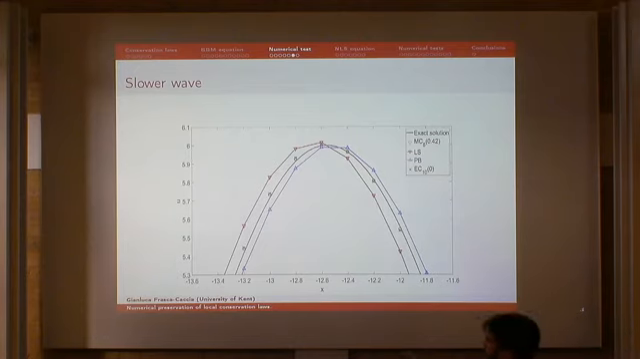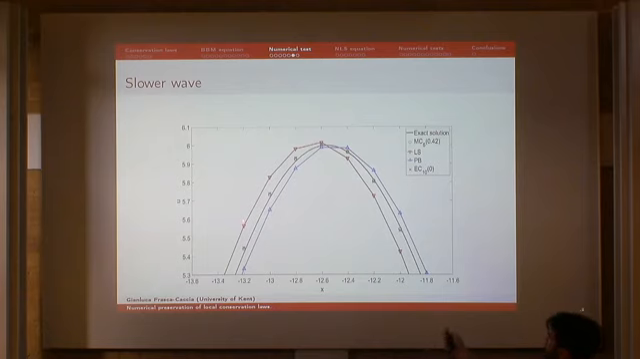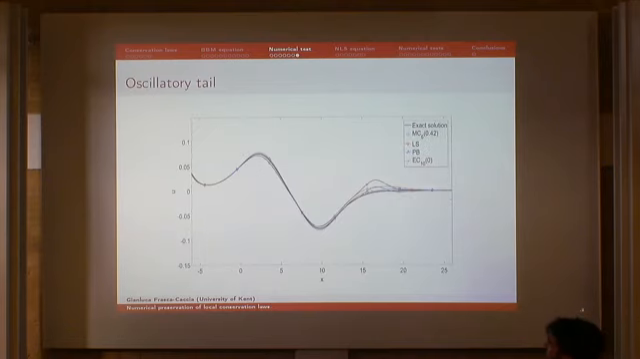And for the slower wave, this is what happens. Again, the multisymplectic schemes are the red and blue, and the two conservative schemes are actually equivalent here. They're very similar. They're providing a very good approximation.